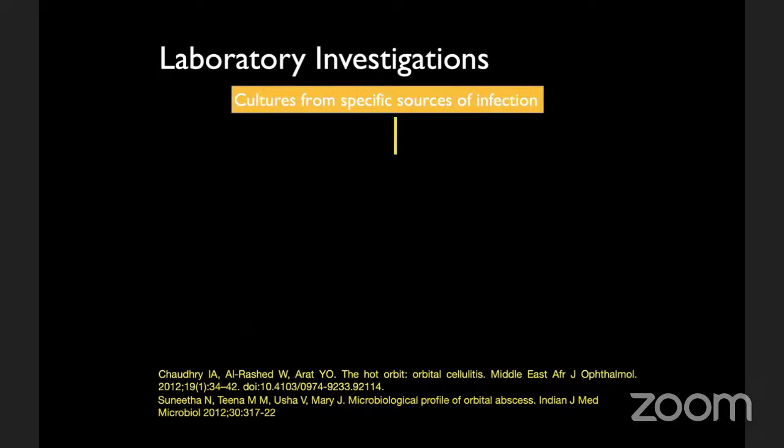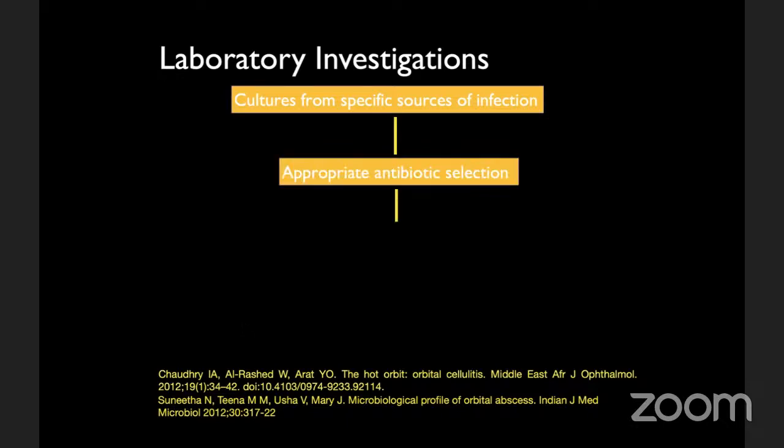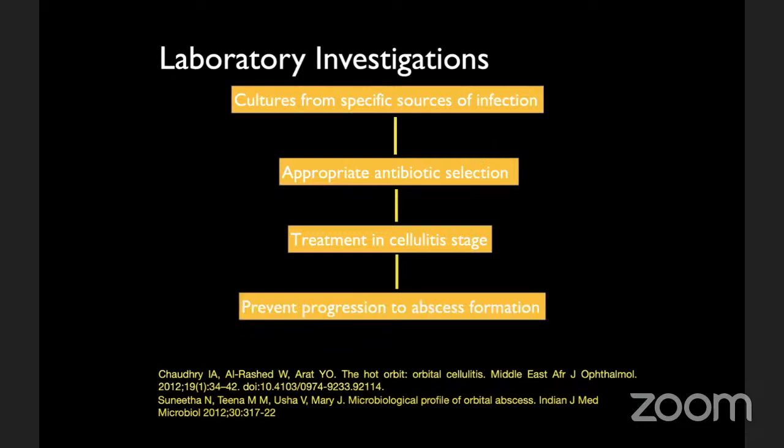Now, when we talk about laboratory investigations, another important thing is to culture from the specific sources of infection. For example, if the focus of infection is in the sinus, when we send that, the culture would yield the diagnosing pathogen, and there would be appropriate antibiotic selection, because once you know the pathogen, we can initiate the exact antibiotic treatment. And that would help us to prevent the progression to abscess formation.